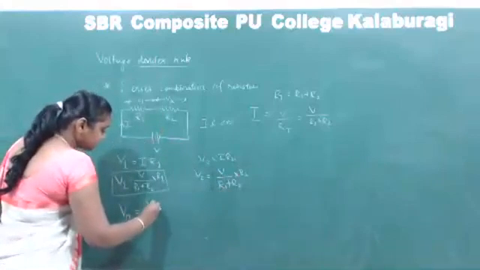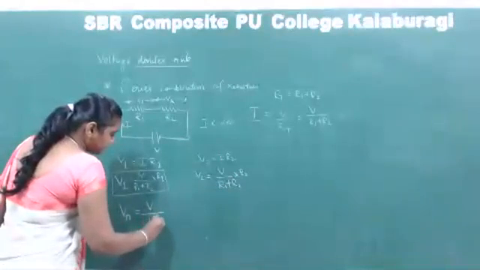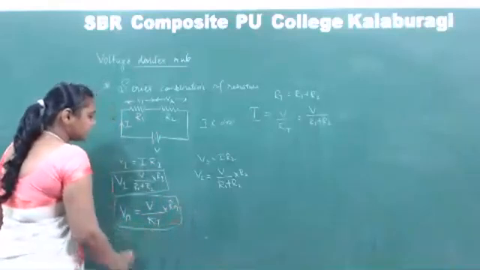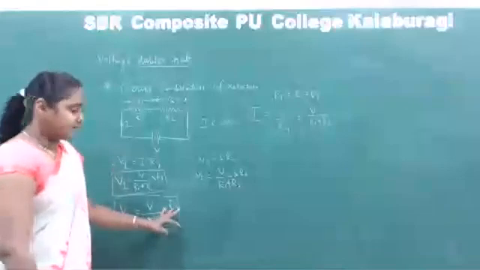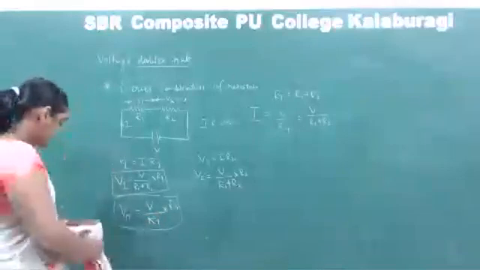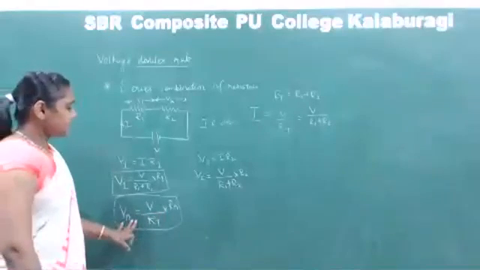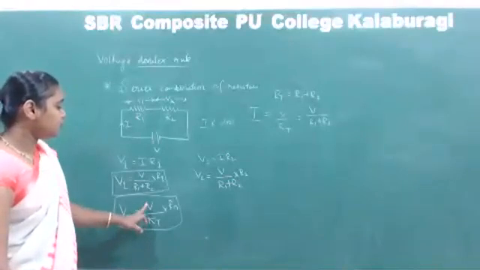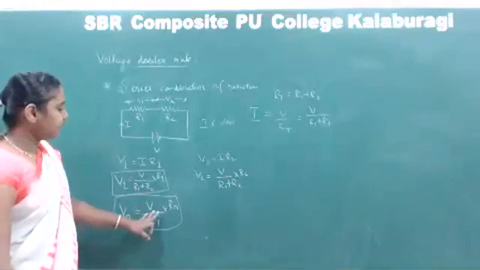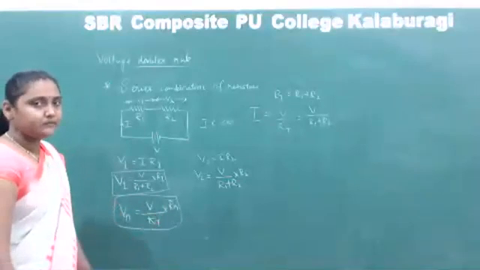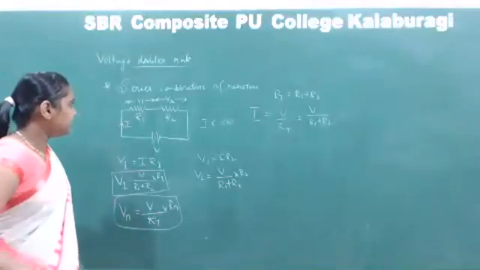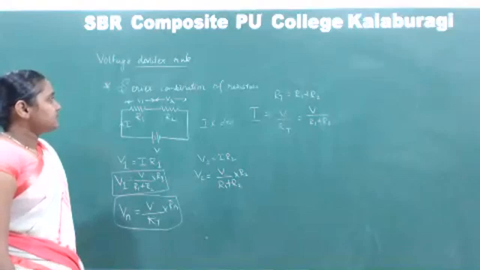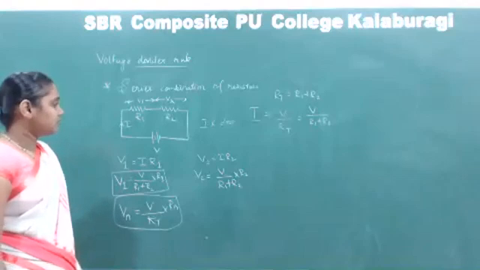Vn is equal to V by RT, the total resistance, into Rn. The resistance across which we are calculating the voltage is Rn. This is the total resistance. Clear? So in general, the voltage across any resistor n is given by Vn is equal to the voltage V divided by the total resistance RT into that resistance Rn. Clear? So this is about the voltage divider rule, which is applicable to what? Series combination of resistors. So this is called the application of Kirchhoff's law.